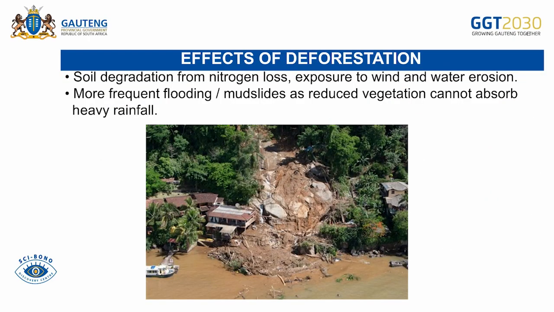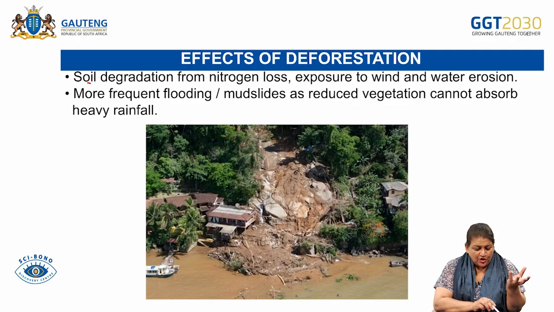Now you can see, if you are removing the forest, there's nothing to hold the soil. So if there is rain, then all that mud cannot be held. You will have a mudslide. And if there was a house there, the mud will slide with the house. Then it's called a landslide because you have removed forest. So there'll be soil degradation from nitrogen loss, exposure to wind and water erosion. The soil is degraded, not enough soil. Most of the soil is washed away.